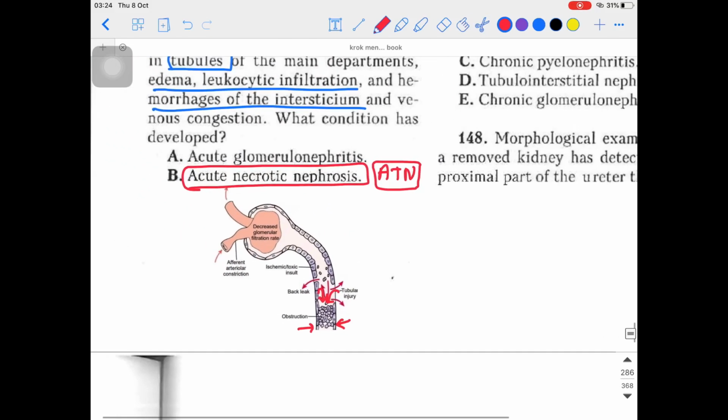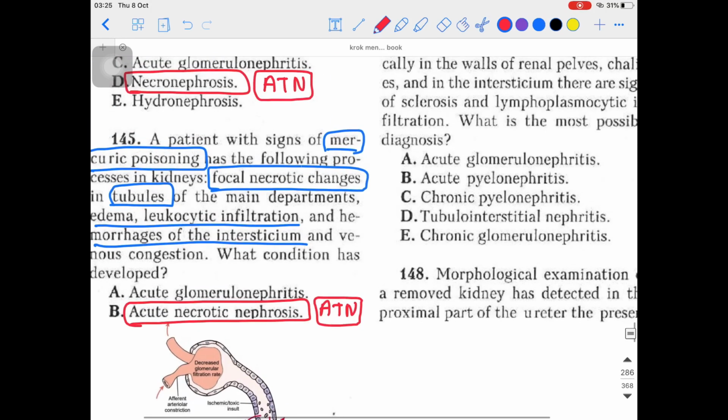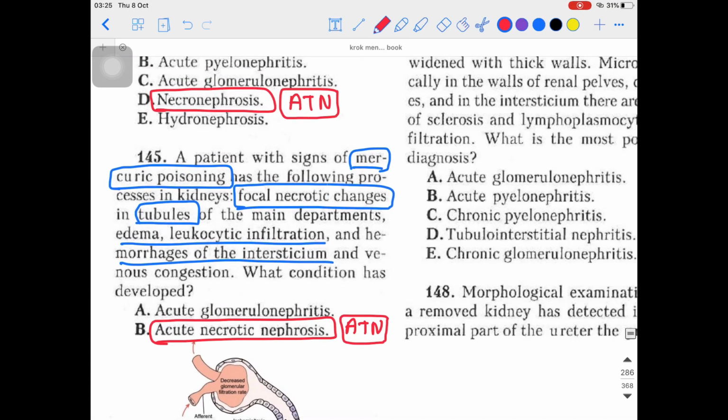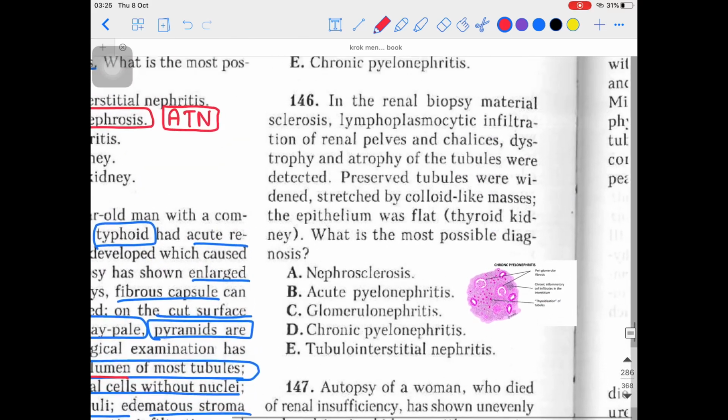So that is the case of acute tubular necrosis, and here they gave you the term mercury poisoning. I already mentioned that. Mercury poisoning and typhoid fever can be the culprit in causing acute tubular necrosis or necrotic nephrosis or necronephrosis, right? If that is clear, let's move on to the next question.